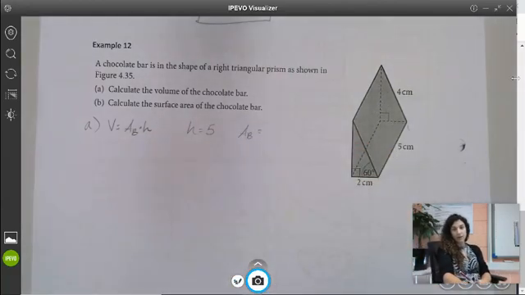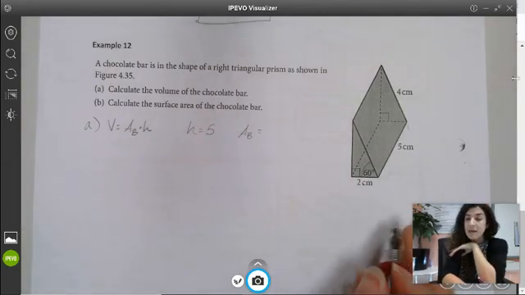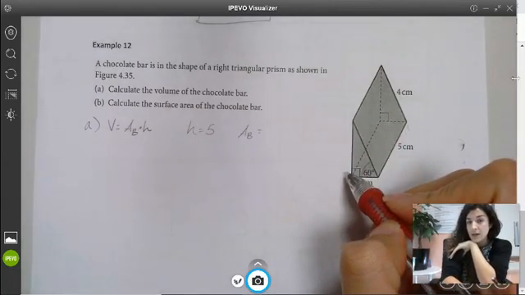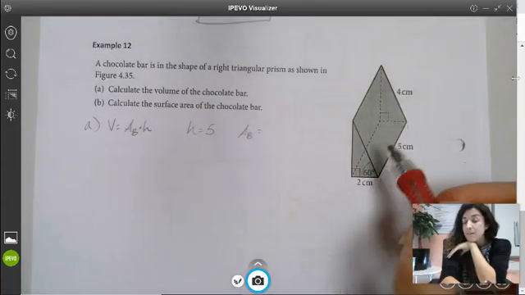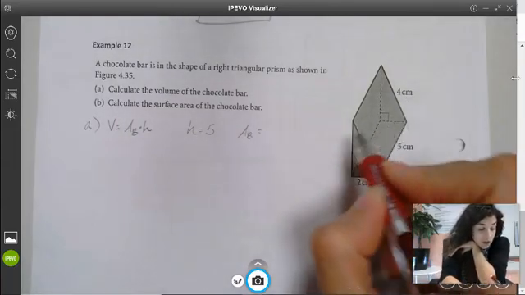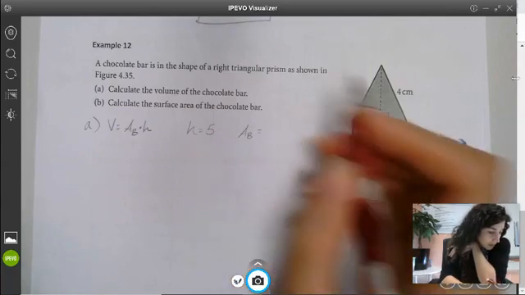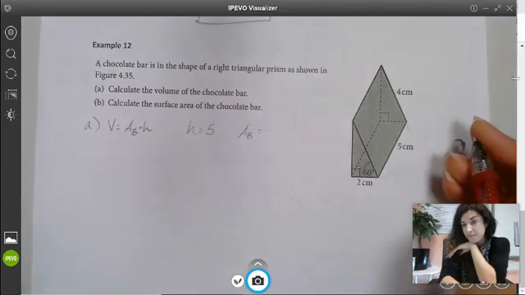Area of the base. The base is a triangle, so we could do 1/2 times base times height. Absolutely, we would have to solve for the height here in order to do that. And we will eventually need to solve for that anyway because we're going to find the surface area. But we could also use our trig formula for the area because we have this angle here, which is 60.